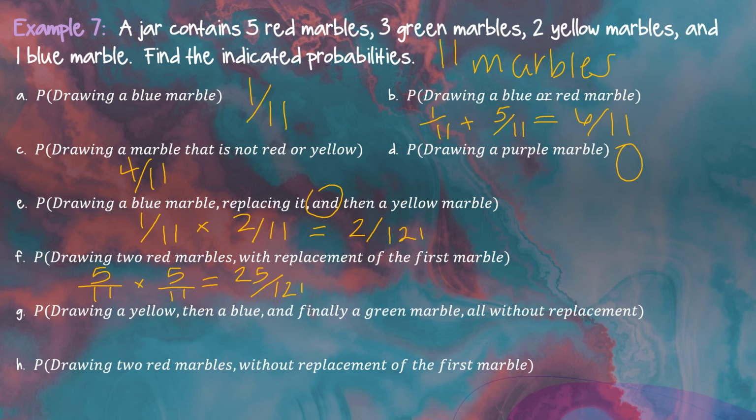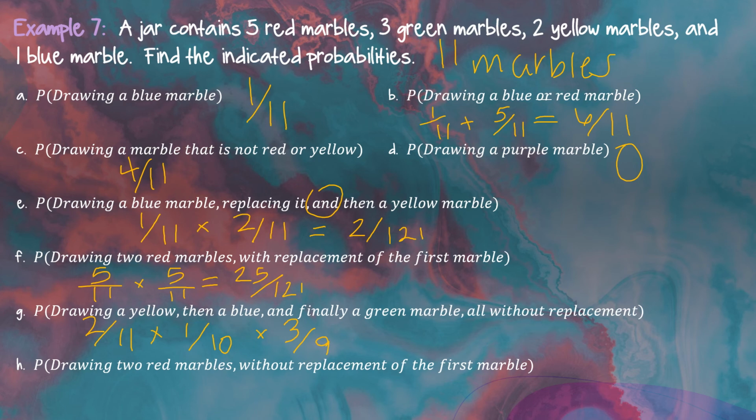All right, drawing a yellow marble, then a blue marble, and finally a green marble, all without replacing. So you do not put them back. So we start with yellow, which is 2 out of 11. We keep that yellow one out, which does not impact the 1 blue marble, but it does impact how many marbles are in the jar. Now there's only 10. And then we pick a green. There's still 3 green in the jar, but now there's only 9 marbles in the jar.